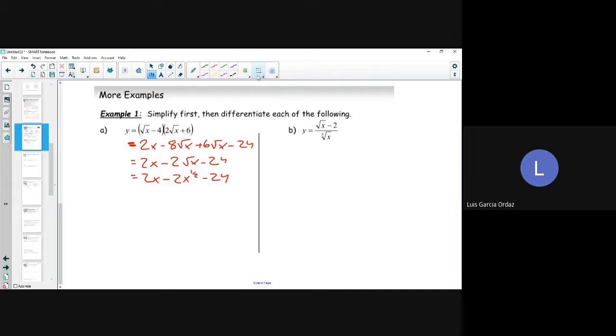And now it makes it easier for me to find the derivative. So we're going to use the sum and difference rule. So I'm just going to take the derivative of each. So y prime is equal to 2 minus 2 times 1/2 x to the negative 1/2. This doesn't matter because the derivative of a constant is 0. And this, when we simplify, is equal to 2 minus x to the negative 1/2, or which equals 2 minus 1 over the square root of x.